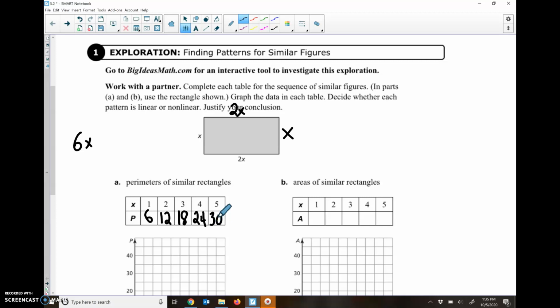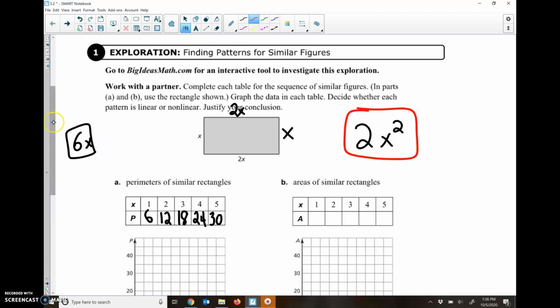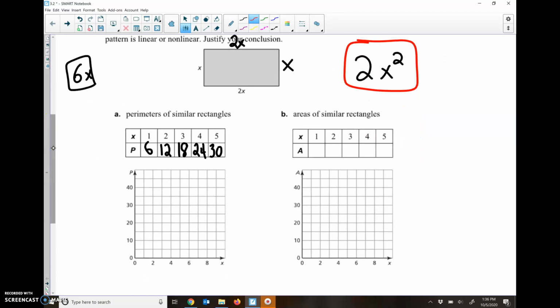Okay, here, now we're going to multiply them. So we have 2 times x, which gives us 2x squared. Okay, and remember these equations. So one was 6x, and now this one we'll do in red is 2x squared. So remember these equations here. One of them is linear, one of them is not.